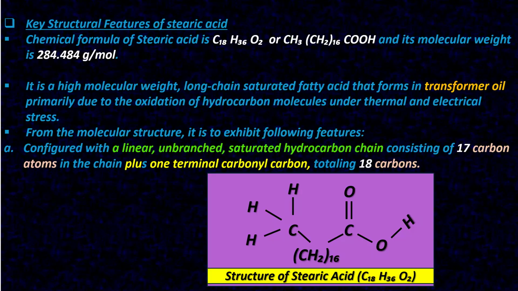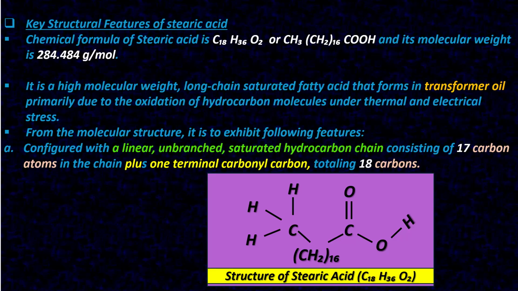Key structural features of stearic acid. The chemical formula of stearic acid is C18H36O2, or CH3(CH2)16COOH, and its molecular weight is 284.484 gram per mole. It is a high molecular weight, long chain saturated fatty acid that forms in transformer oil primarily due to the oxidation of hydrocarbon molecules under thermal and electrical stress.